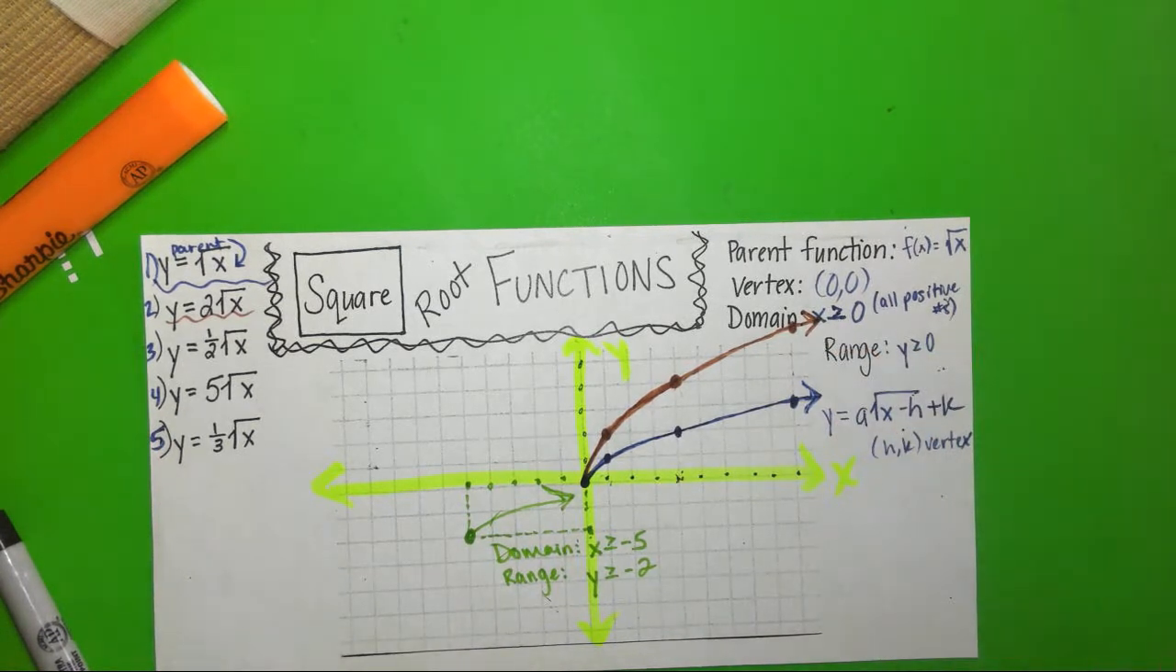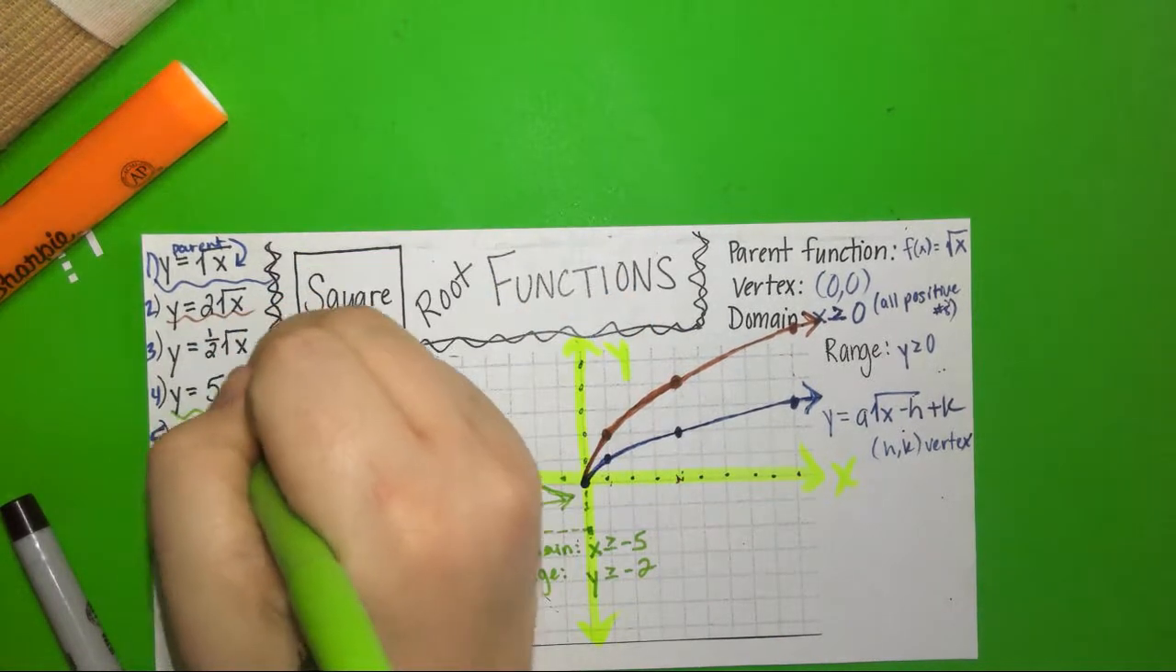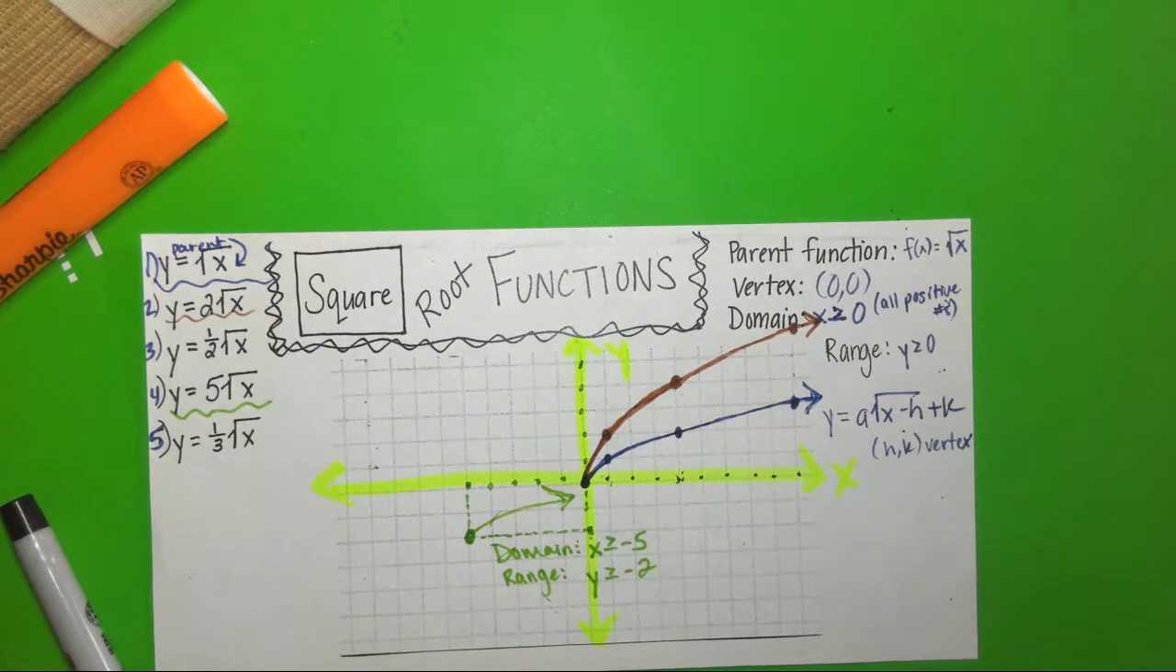Okay, are there any questions about number 2? What number would make sense to do next? Okay, number 4. It would make sense to do number 4. Why is that? Because it's another whole number.